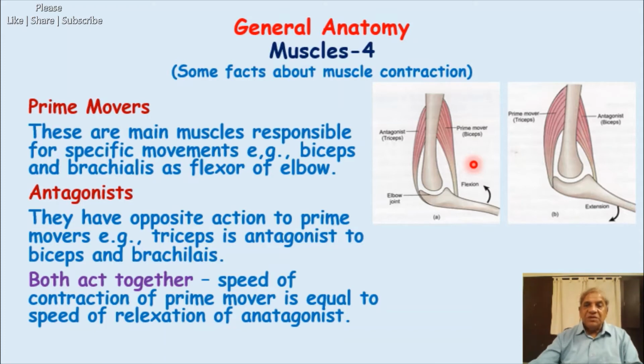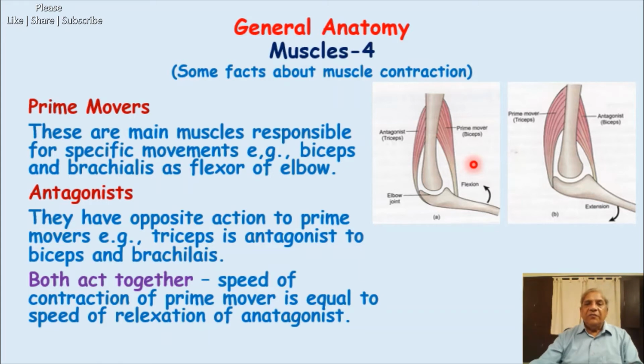Since the biceps is involved in the production of flexion at the elbow, it is called the prime mover. What was your desired movement? You wanted to produce flexion, and flexion is produced by the biceps muscle, so it is the main muscle for this movement. That's why it is called the prime mover. The muscle which is mainly responsible for that particular movement is the prime mover muscle.